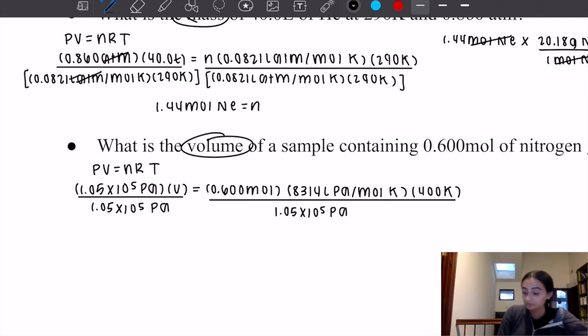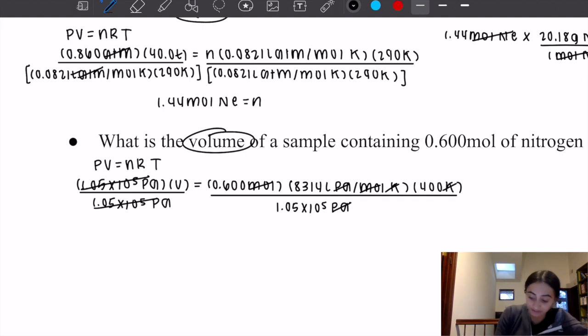And our units are going to cancel out. Moles over here with 0.600 is on the numerator, and with the gas constant, it's on the denominator. So moles will cancel out there. Kelvin is the same situation. It's on the numerator with 400 Kelvin. It's on the denominator in the gas constant, and units of pascals will also cancel out. So all we are left with is liters.